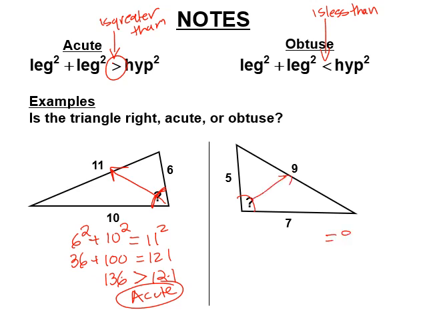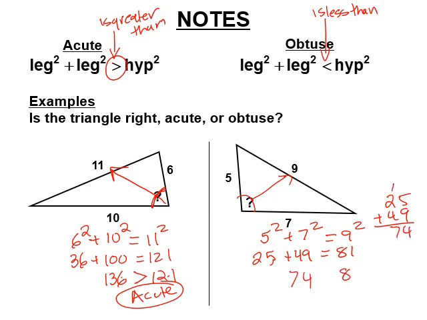So the biggest number is 9. It goes over there. Whoops. 5 squared is 25. So we get 74 and 81. 74 is less than 81. If you have less than, you have an obtuse triangle. This angle is more than 90 and has to be more than 90 because of the converse of the Pythagorean theorem. The Pythagorean theorem in reverse.